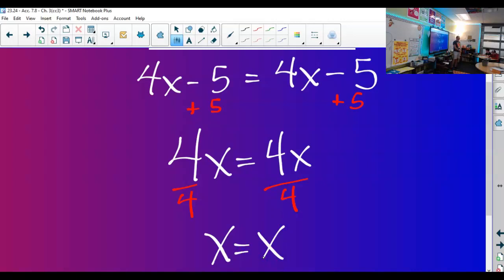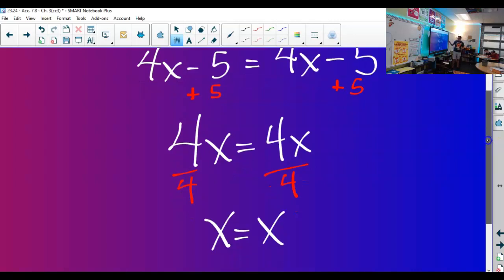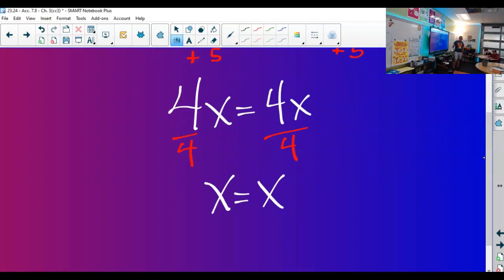Does x equal x, Alex? So what does this really tell us? If x equals x, what's our answer? 0? It can be anything. Does 3 equal 3? Does 5 equal 5? Does negative 7 equal negative 7? Say it louder. It can be anything.